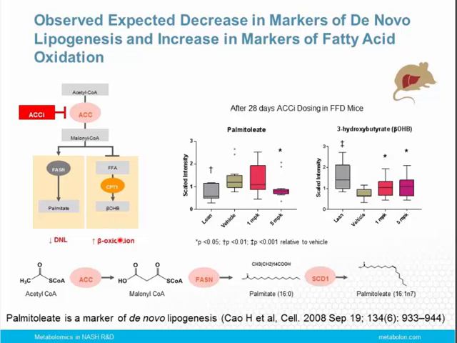And we've measured this with orthogonal methods. I showed you the de novo lipogenesis on the previous slide. So this data really just confirms that we're seeing a reduction in a marker of de novo lipogenesis. Palmitoleate is a little bit further downstream in the de novo lipogenesis pathway. And then 3-hydroxybutyrate is a product of beta oxidation. It's a ketone body, and you can see that as you repress acetyl-CoA carboxylase, those levels increase. So this was as expected.